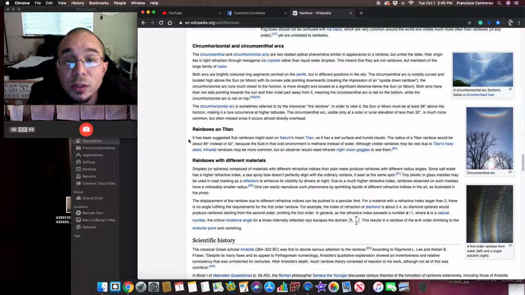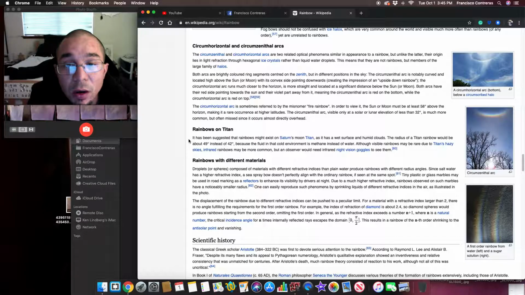Circumhorizontal and circumzenithal arcs. The circumzenithal and circumhorizontal arcs are two related optical phenomena similar in appearance to a rainbow, but unlike the latter, their origin lies in light refraction through hexagonal ice crystals rather than liquid water droplets. This means that they are not rainbows, but members of the large family of halos.